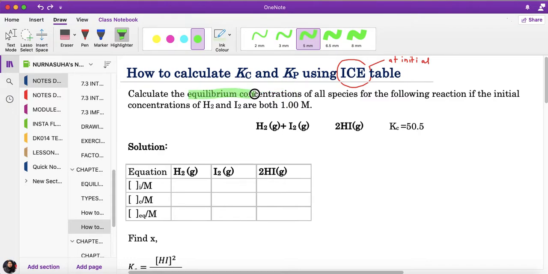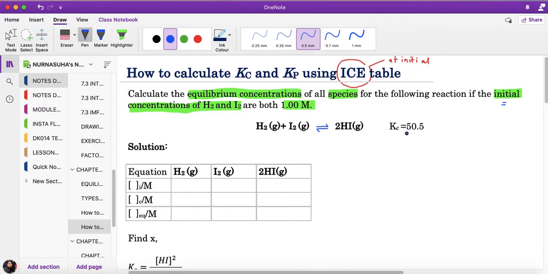Calculate the equilibrium concentration of all the species for the following reaction if the initial concentration of H2 and I2 are both 1 molar. Okay, now, different from the two previous situations, this time it gives you the concentration of H2 and I2 at initial. This one is initial. It means this value is not reached when the system is already in equilibrium. This value is the starting concentration.